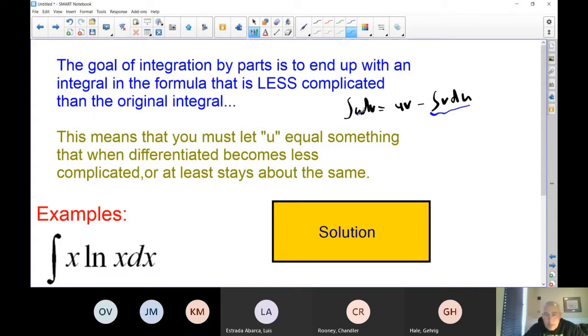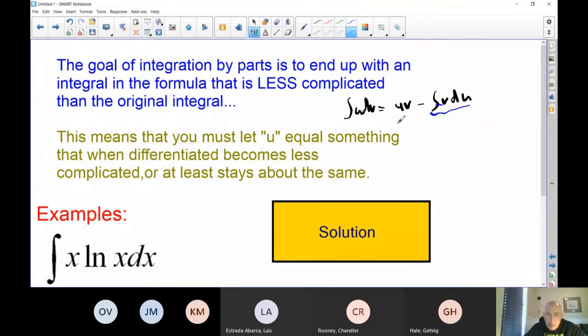So sometimes if you pick the wrong substitutions for the u and the dv, this will turn out to be worse than what you started with, and you say, oh, that's not a very good substitution, I better start over. So the key is, whatever you decide to let u equal, you want to make sure when you take its derivative that it is less complicated than what you started with.